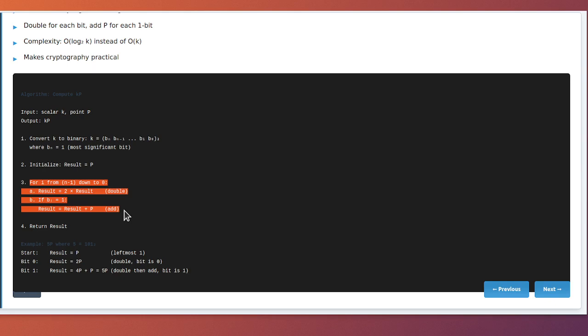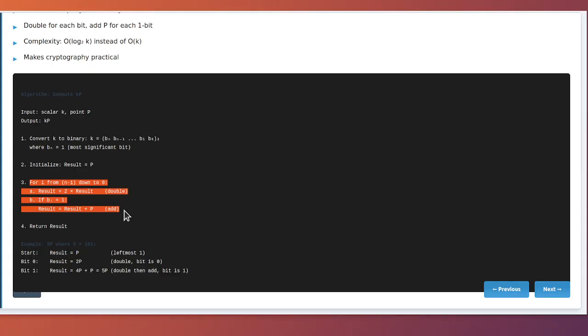Why does this work? Think about what happens at each step. When we double, we're multiplying the current result by 2. When we add P, we're adding 1 times P. As we process the bits from left to right, we're essentially computing P times 2 to the power n, then optionally adding P, then multiplying by 2, then optionally adding P, and so on. This builds up k digit by digit in binary.